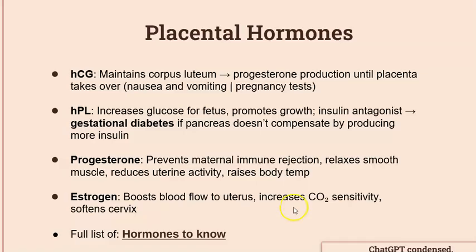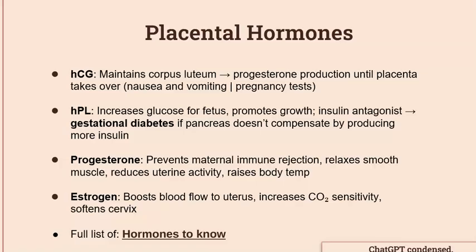Progesterone prevents maternal immune rejection, relaxes smooth muscle, reduces uterine activity, and raises body temperature. It's called the hormone of pregnancy because it promotes successful implantation. Again, we talked about in the first slide deck, if estrogen is sort of boosting blood flow to the uterus and getting that follicle ready to be released, progesterone is getting that uterine lining and that uterus to be a safe place for the zygote to land.